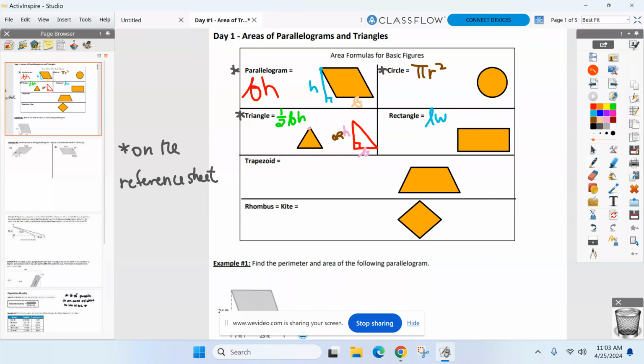Trapezoid, a little bit more involved than these four, but 1/2 the height of a trapezoid. I take 1/2 its height, and then I multiply that with the two bases that are parallel to each other, B1, base 1, plus B2, base 2. I add the bases together, multiply the height, and take 1/2 of that.